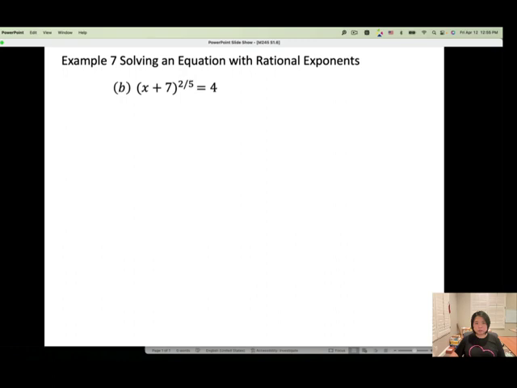Okay, another one. Same idea, we have the exponent 2 over 5 here. So we want to multiply both sides by the exponent 5 over 2.